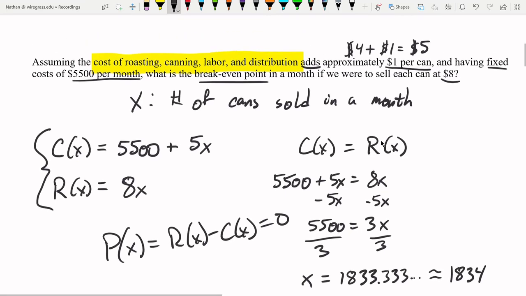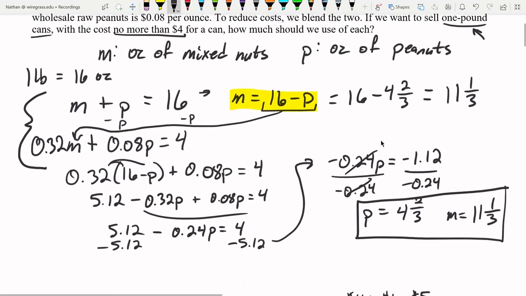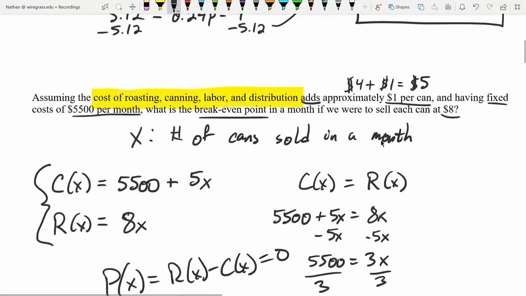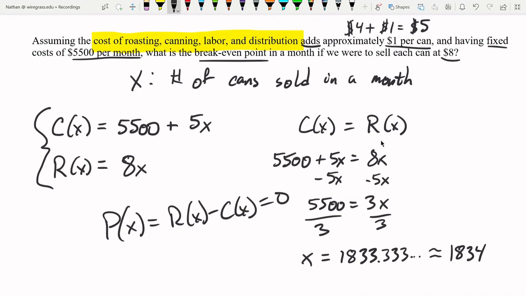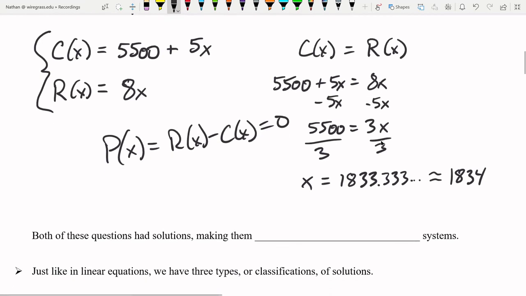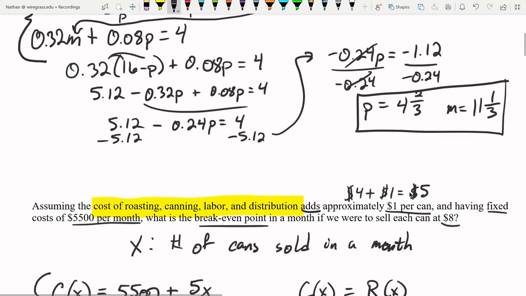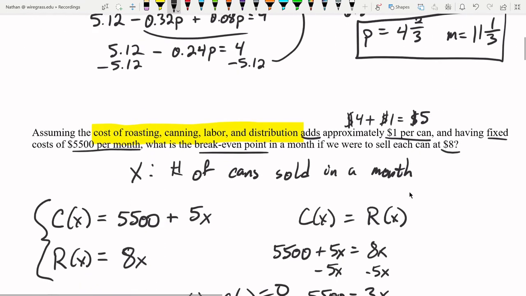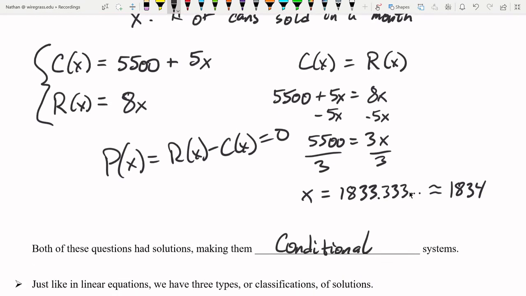Now, both of these situations that I've described here, I've gotten solutions for it. Here, I found what P and M are, and here I do have an answer for X. These two types of systems, or actually it's the same type of system, we have a solution that makes it a conditional system. The system is true based on the condition that, in this first one, P equals 4 2/3, M equals 11 1/3, and the second one, X equals 1834.